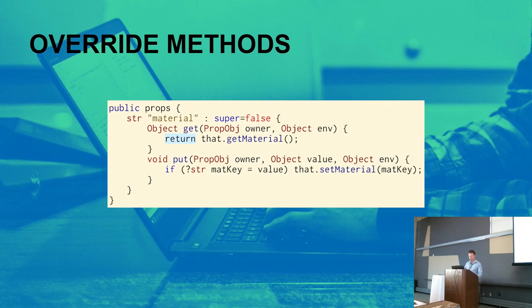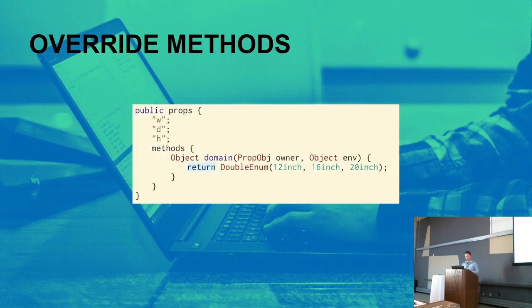Okay, moving on now. So in this case, for this material PropDef, I've got a specific way I want to handle it. I call get material and set material. But maybe I've got a bunch of props that have something in common between all of them. Say dimensions. They'll have the same domain because, in this case, it's a block. Dimensions are all the same.